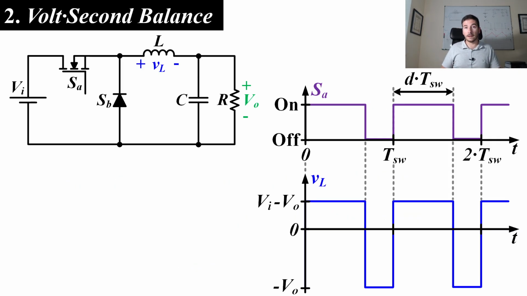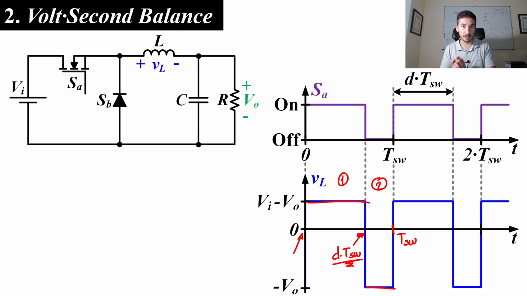So as you can see, in state 1, we have Vi minus Vo from t equal to 0 to D times T switch. This is state 1. And in state 2, which is from D times T switch to T switch, we have minus Vo.